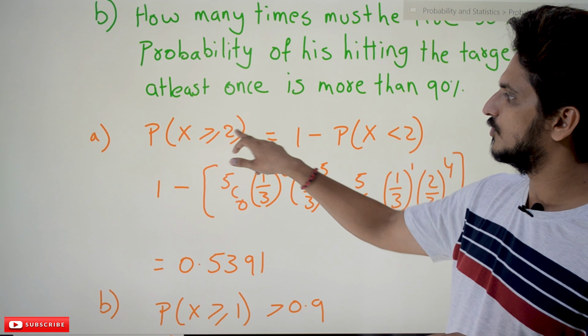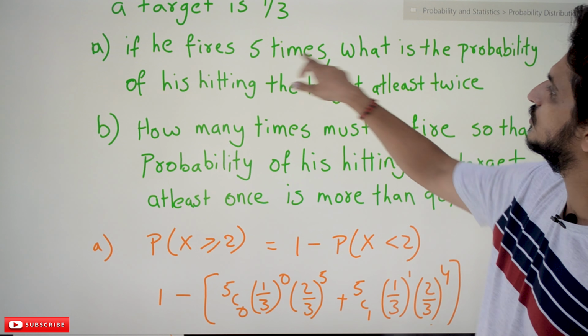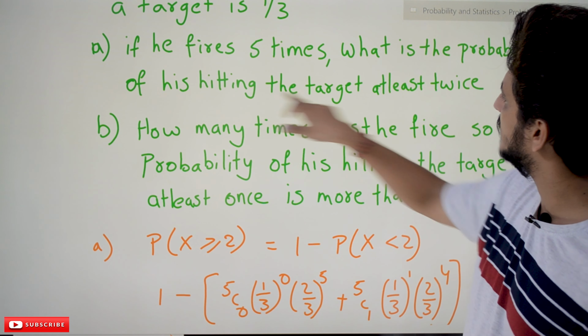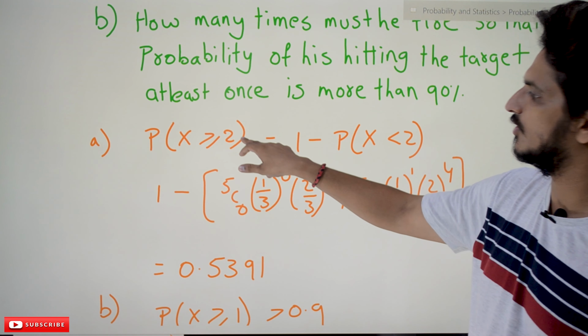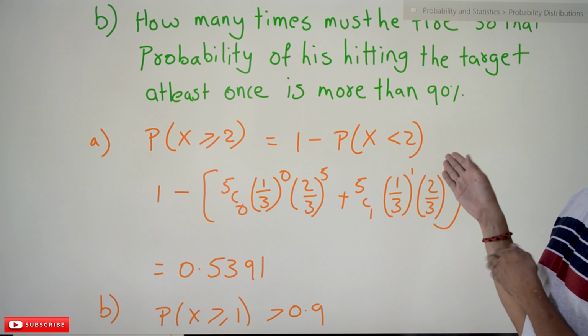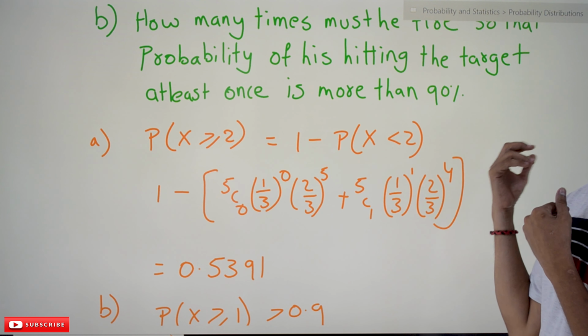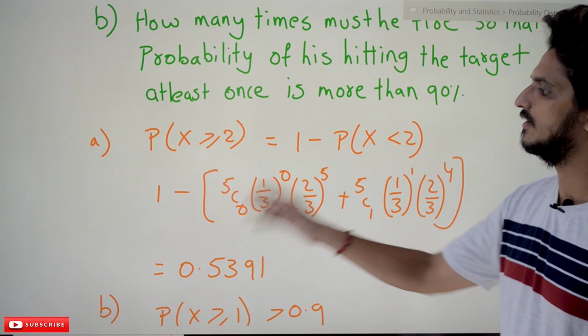Greater than or equal to 2 means, here probability value is given as 1 by 3, n value is given, he is shooting 5 times. What is the x value given? Twice. So probability of x greater than or equal to 2. Instead of finding this, we can go with 1 minus probability of x less than 2. Summation of all the probabilities is equal to 1. That's why we are going the other way. It is easy for the calculation.